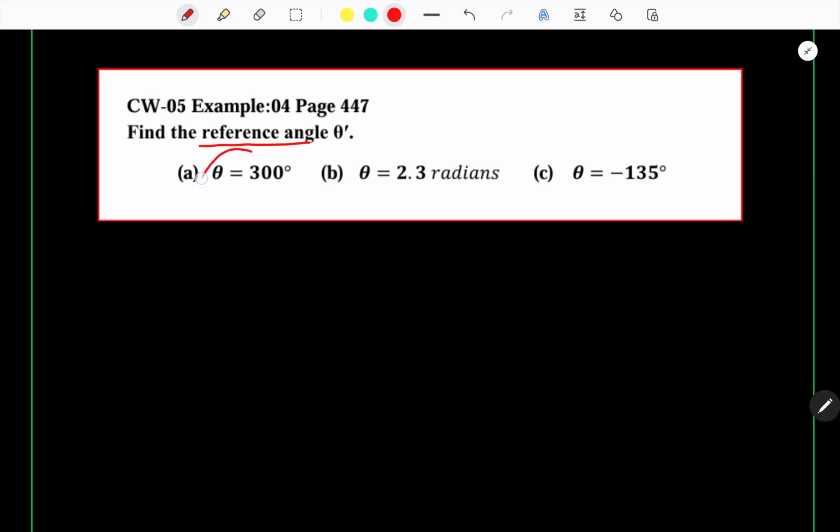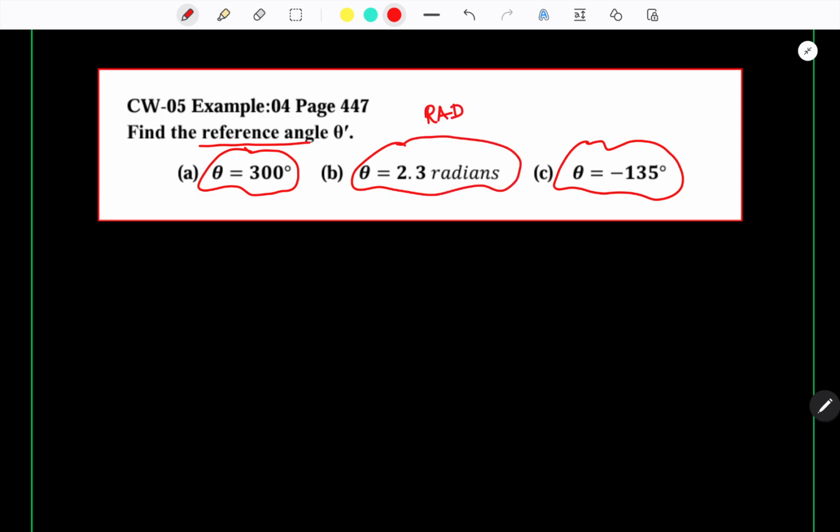One is positive. Another one is negative. Another one is in radians. Okay, beautiful question. One is positive, one is negative, one is in radians. Okay, let's start with positive. So a question we are going to do.